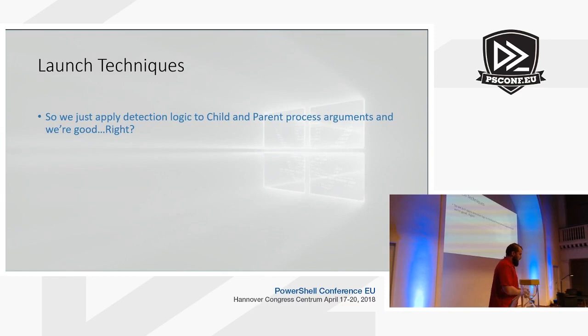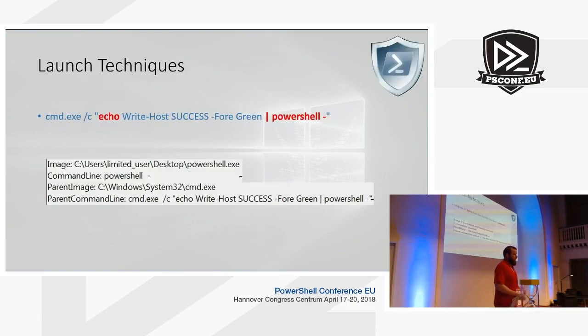So maybe we should say, okay, instead of only looking for PowerShell.exe executions, maybe we should look for PowerShell and also any parent process of PowerShell, and then look for malicious PowerShell strings like download string, new object, net.web client, some of the things that we see attackers use a lot. However, there are ways around that. That would work in this case where we have command echoing the command to PowerShell.